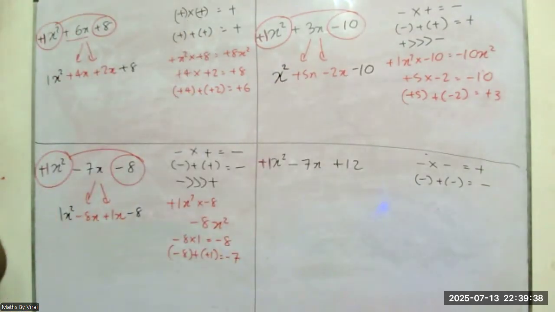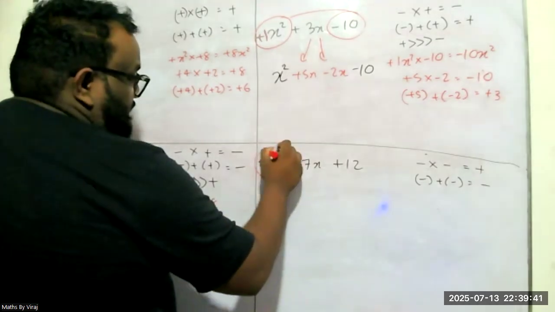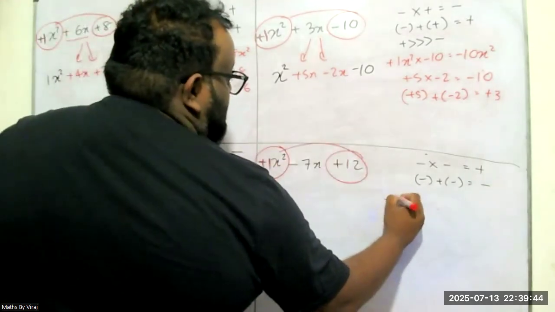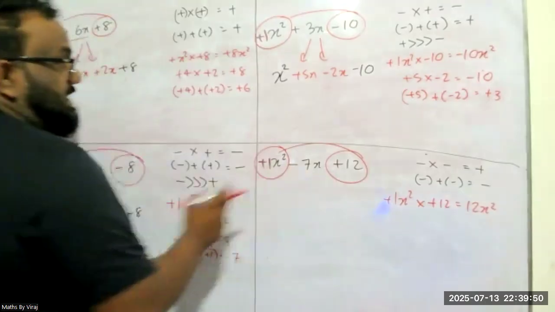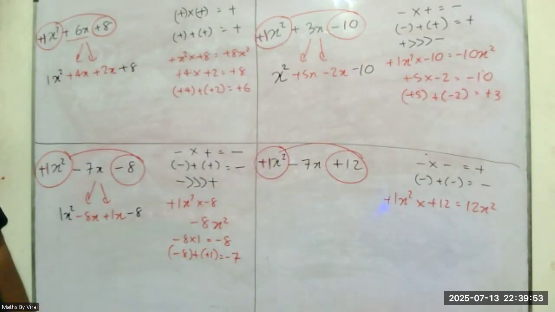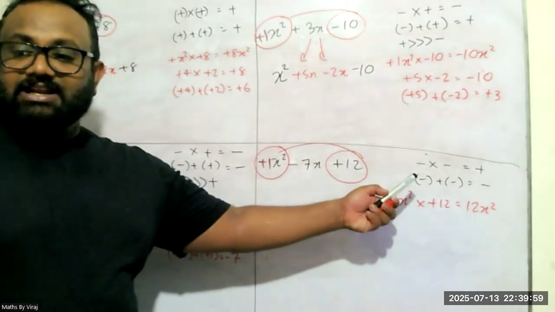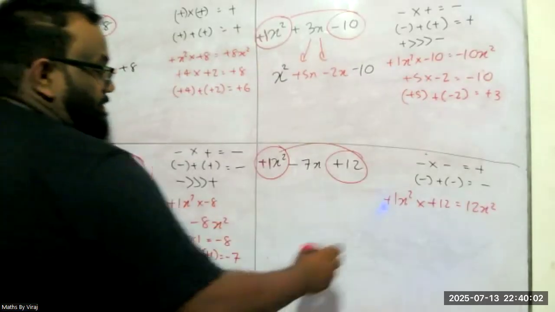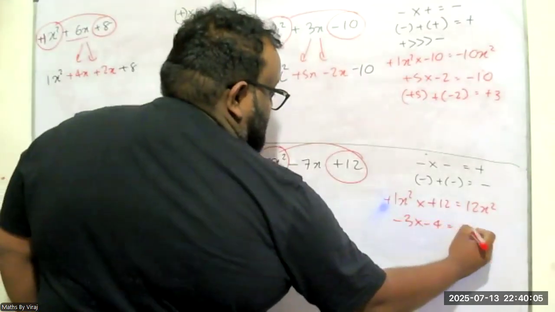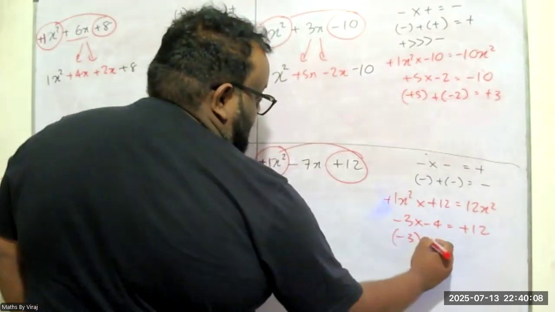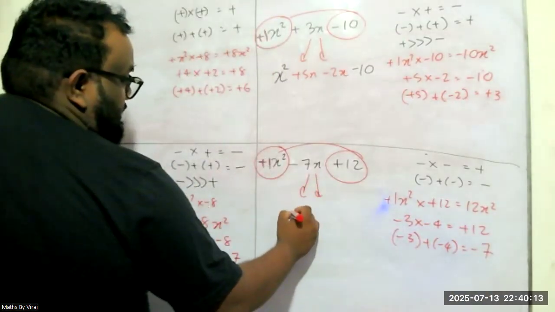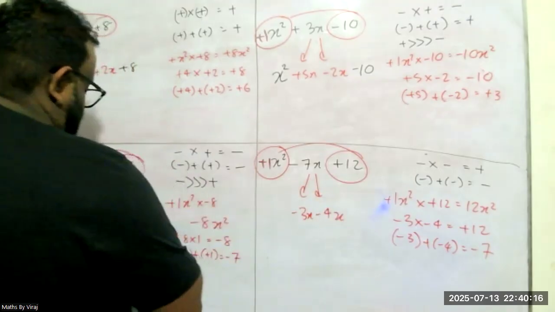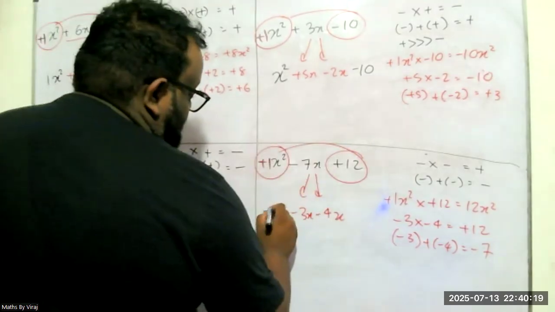The last one: when you multiply the first term with the last term, it is plus 1x squared into plus 12, which is 12x squared. The number in the center is a negative number. So a negative multiplied by a negative is a positive, and a negative plus a negative is a negative. There, minus 3 into minus 4 is plus 12, and minus 3 plus minus 4 is minus 7. So we can rewrite this as minus 3x minus 4x and the other terms as they are.